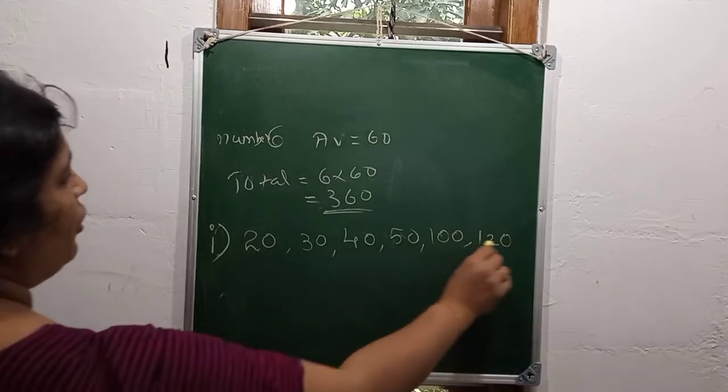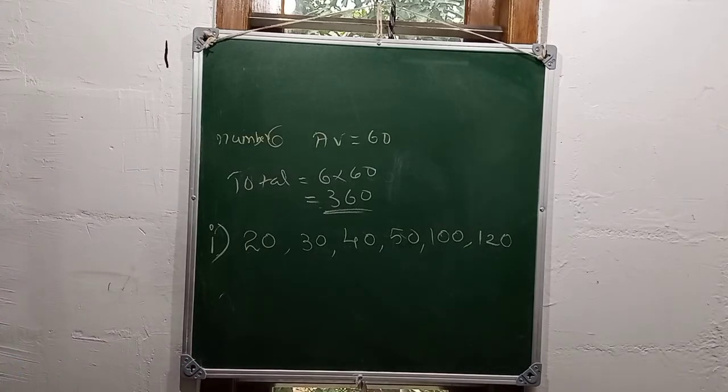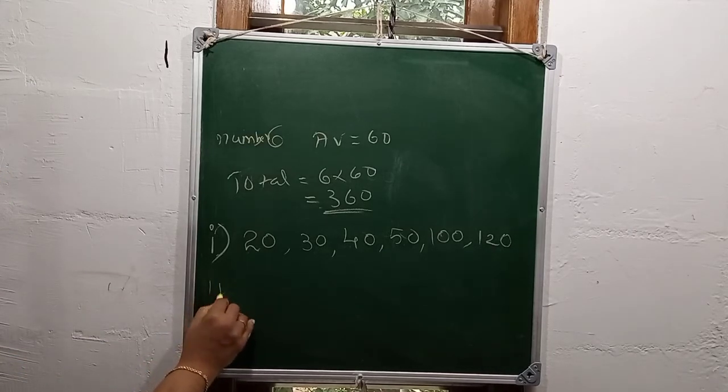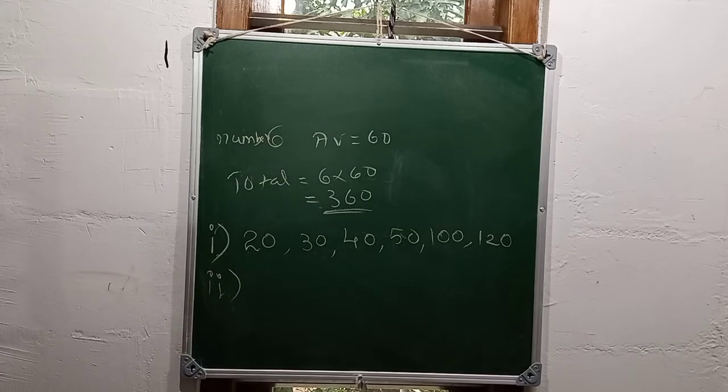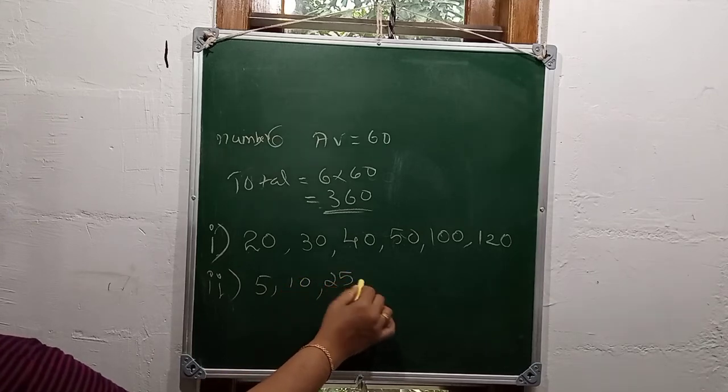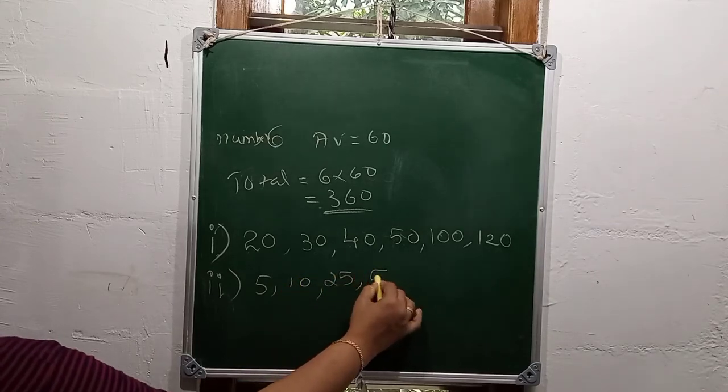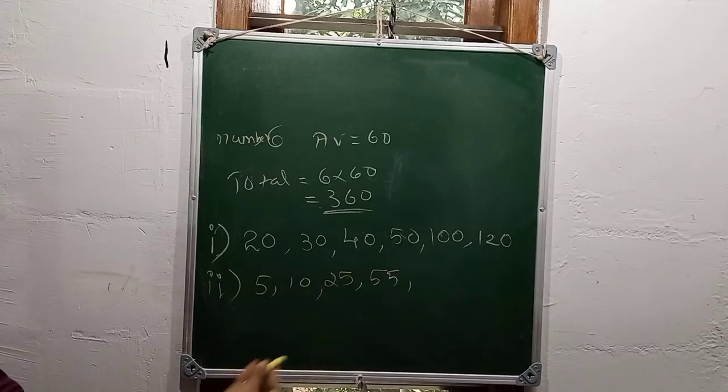Then the sum of all these numbers is equal to 360. We need two sets like this. Here I am going to take the first number as 5, the second one as 10, then 25, then 55. Then what is the sum of all this?